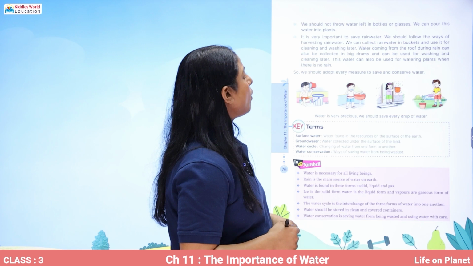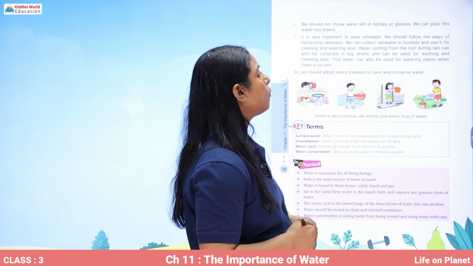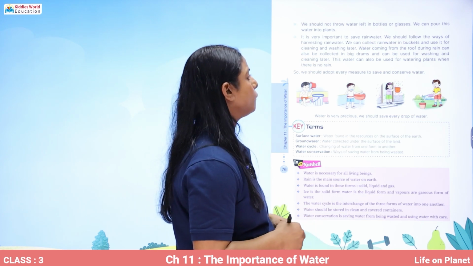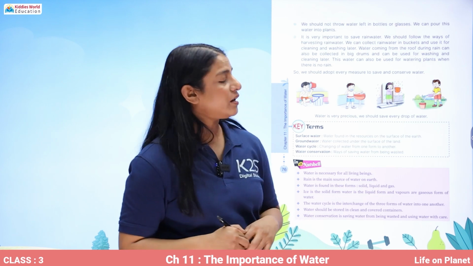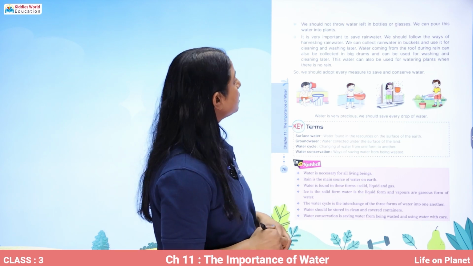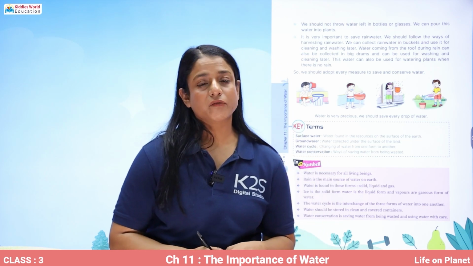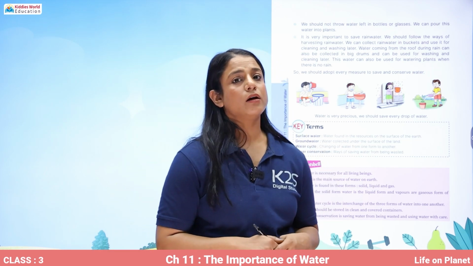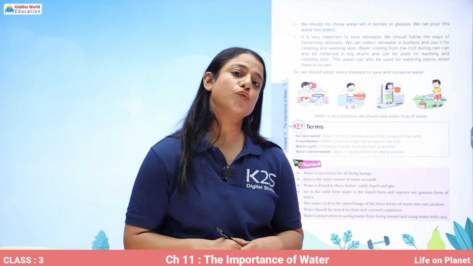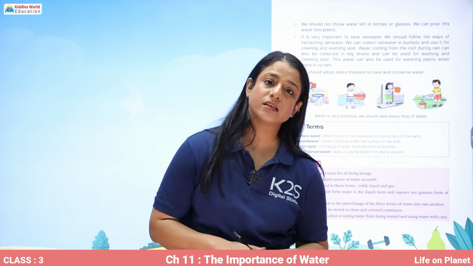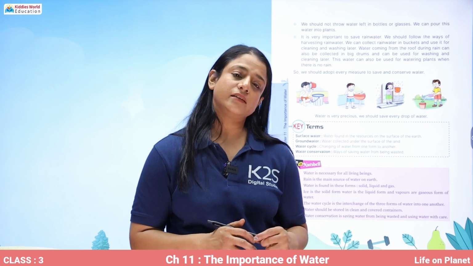It is very important to save rainwater. We should follow the ways of harvesting rainwater. We can collect rainwater in buckets and use it for cleaning and washing later. So, whenever there is heavy rainfall, what you can do is place your containers in your balconies, on your terrace, in the gardens, and collect the rainwater.